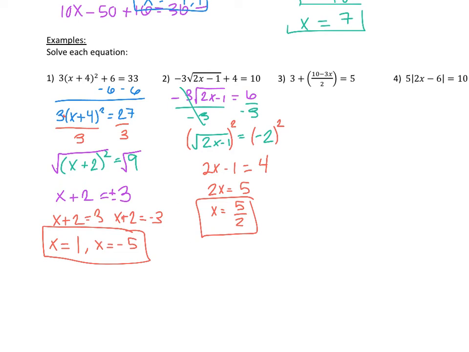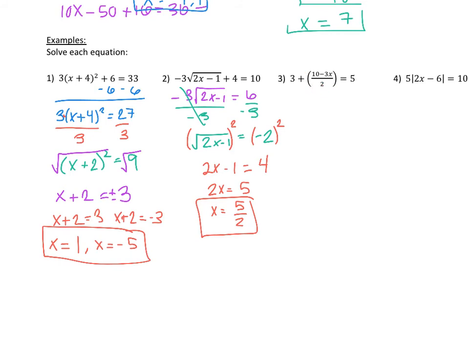All right, looking at number 3. So this one, before I just jump right into it, there's more than one way to approach it. But I see 3 plus a big chunk of stuff equals 5. So the only number I can add to 3 to equal 5 is 2. So this whole thing right here, 10 minus 3x over 2, has to equal 2.